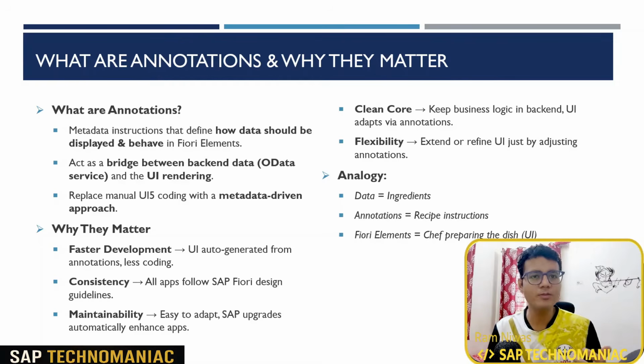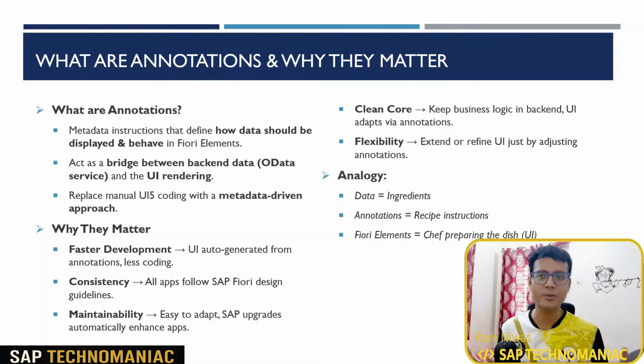The data is coming from the ingredients. What ingredients does this particular Fiori app have in the form of data? But how the cook can use these ingredients and prepare a dish, that instruction, or we can say the recipe, we have in the form of annotations. So if someone is preparing a dish, they need the ingredients, and second, the instructions on how to prepare it. Then they can prepare the dish easily.